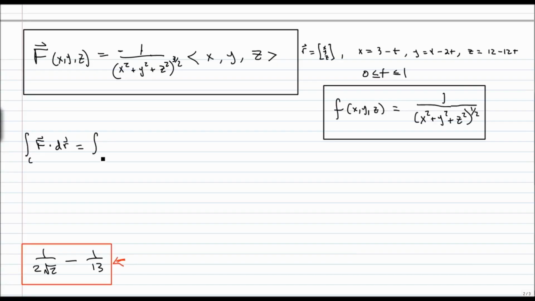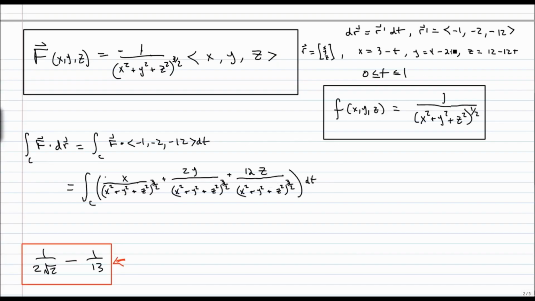Okay, so let's figure out what dr is going to be. If r is this guy here, well, dr is going to be r prime dt. So r prime is going to be, well, the derivative of the x component. It's going to be a vector. The derivative of the x component is -1. The derivative of the y component is -2. So let's go ahead and do this dot product.